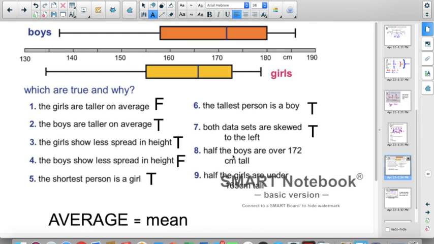Number 8, half the boys are over 172 centimeters tall. Okay, remember, between each piece is 25%. So from here all the way down, this from here to here, this is 25%. From here to here, this is 25%. So yeah, half the boys are over 172 tall. That's definitely true.